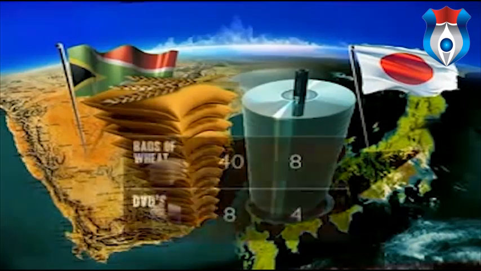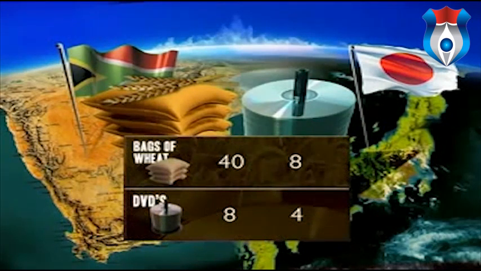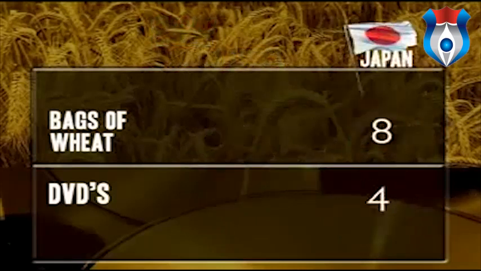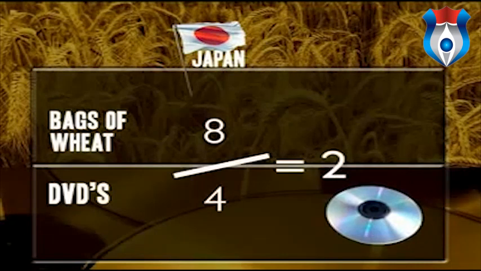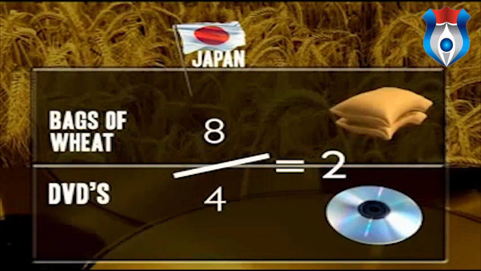Now, over in Japan, if they choose to produce 4 DVDs, they can't produce any wheat because of their limited resources. And if they focus on just producing the 8 bags of wheat, there's nothing left for DVD production. Doing the maths, 8 divided by 4, we can see that it will cost Japan 2 bags of wheat to make one DVD.